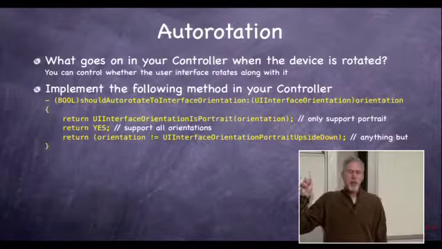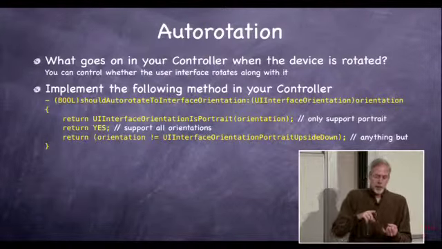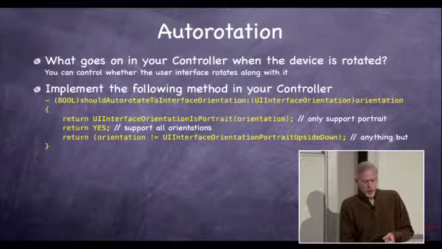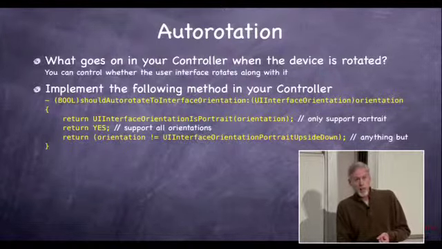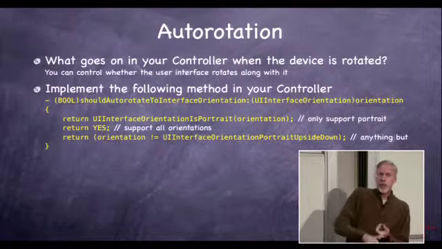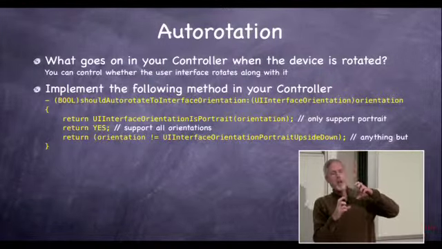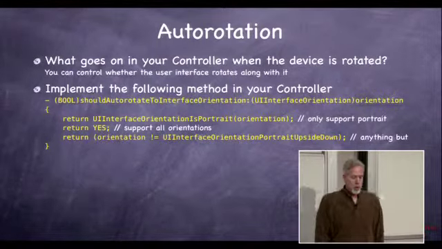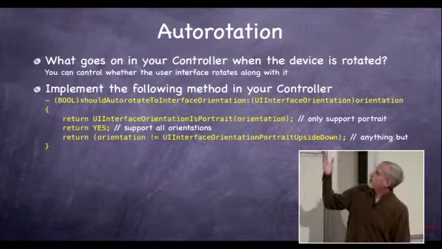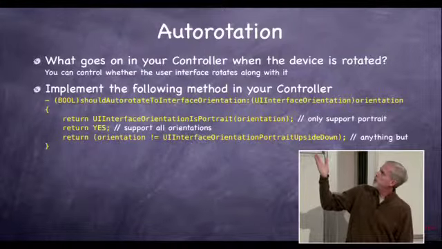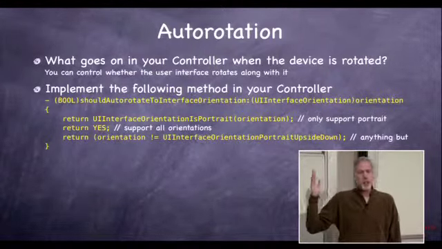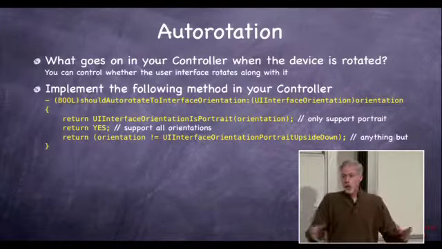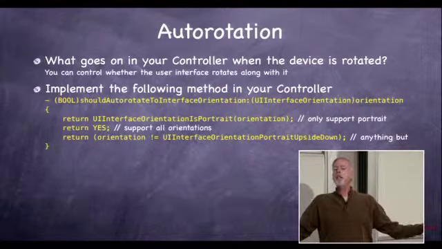Now, this orientation, UIInterfaceOrientation, is either UIInterfaceOrientationPortrait, UIInterfaceOrientationPortraitUpsideDown, LandscapeLeft, or LandscapeRight, which is landscape with the home button on the left, landscape with the home button on the right. Those are the four orientations you can go into. There's a macro called UIInterfaceOrientationIsPortrait, so you could pass the orientation to that macro and find out if it's one of the two portrait ones. You could also just return yes, which means I'll rotate to any orientation.